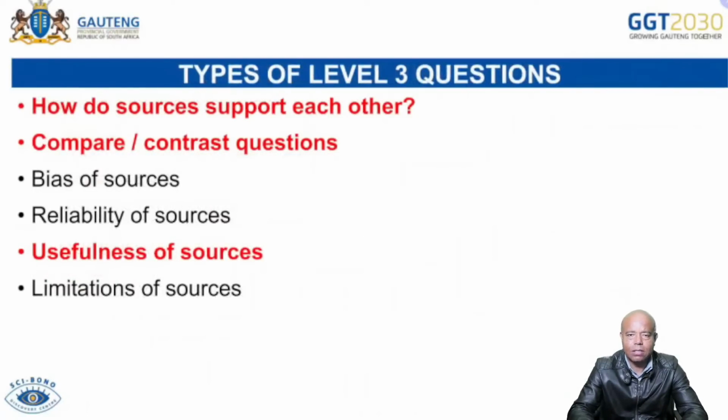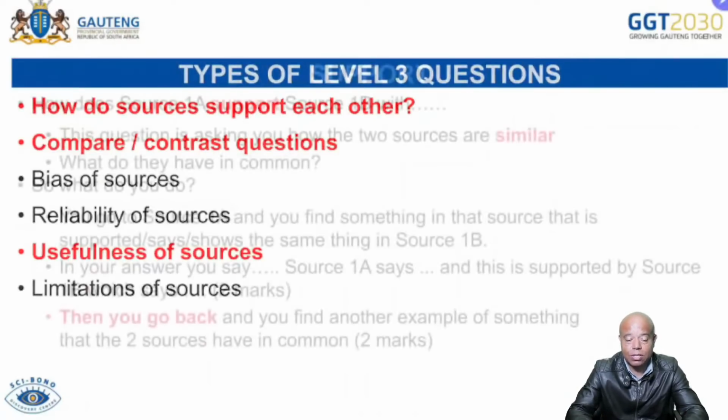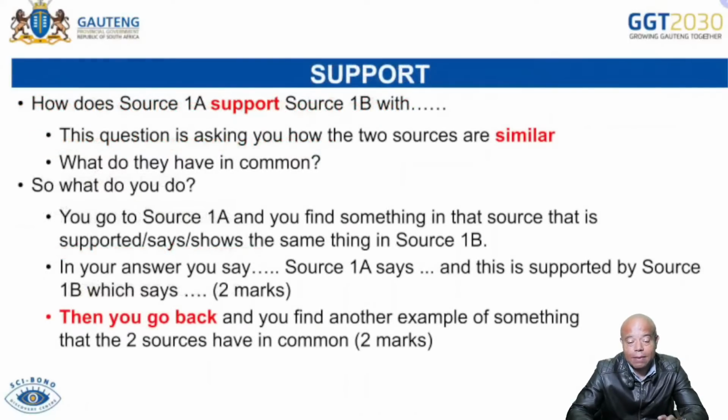Then learners, we need to have it at the back of our mind. We read the question first, we look at the mark allocation, and that will guide us how to find our answers. Now, what are typical level 3 questions? How do sources support each other? Through compare, and then contrast, which means opposite. Bias of sources, how reliable is the source, usefulness and limitations. These are the typical level 3 questions.